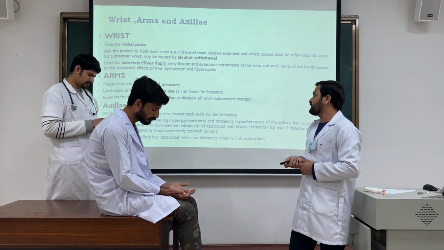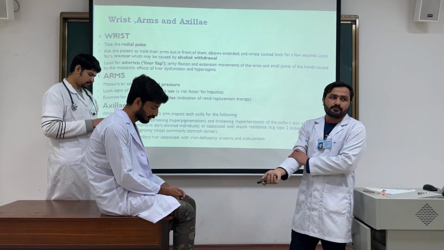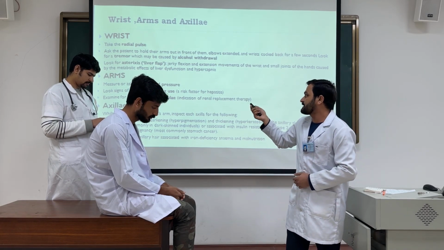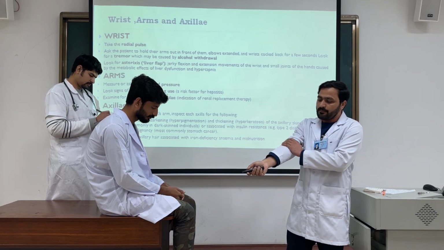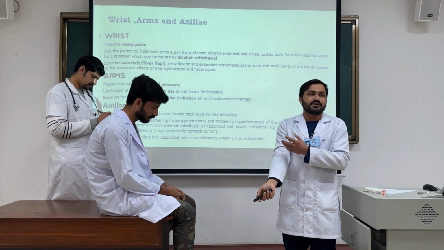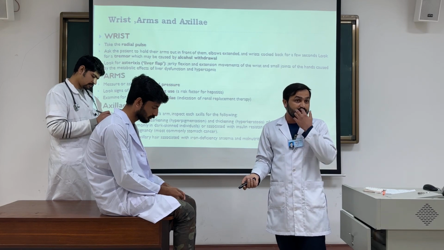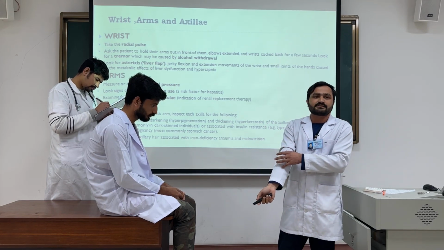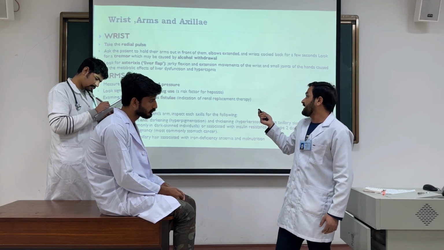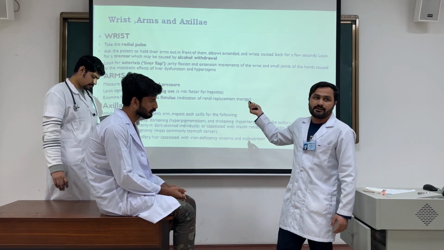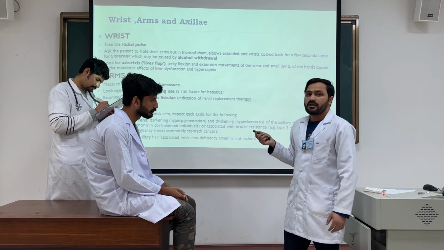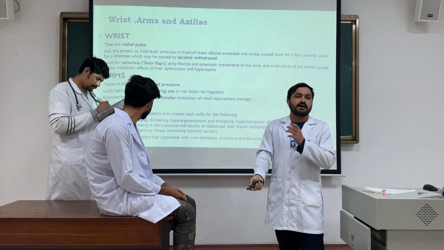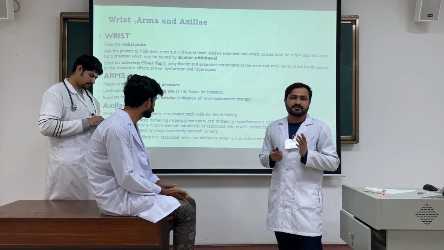On the arms, what will we see? First, we will observe the blood pressure. Second, we will look for intravenous drug use. If a patient uses intravenous drugs, we will see signs on the arms, which indicates a risk factor for hepatitis. After this, we will see the arteriovenous fistula. Arteriovenous fistula means there is an abnormal connection between an artery and a vein.